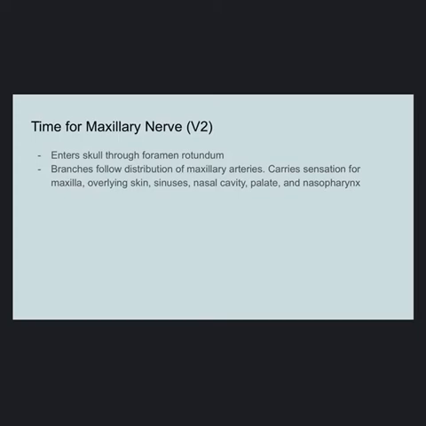All right, now we're going to go over V2, which is the maxillary nerve. This nerve enters the skull through the foramen rotundum, and the branches follow the distribution of the maxillary arteries. It carries sensation for the maxilla, the overlying skin, the sinuses, the nasal cavity, the palate, and the nasopharynx.